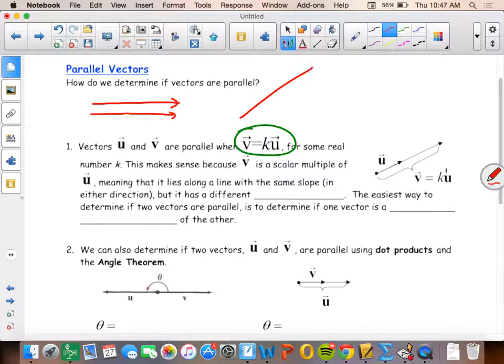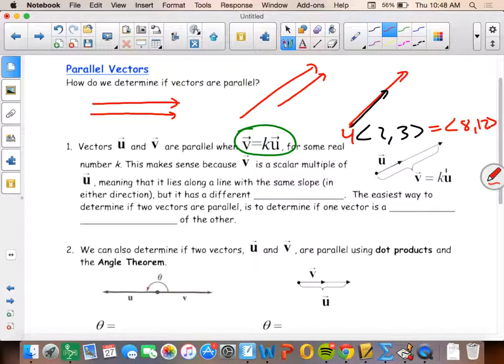So here are two parallel vectors. Okay, so vectors u and v are parallel when vector v is just a scalar multiple of vector u. Meaning, take one vector, multiply it by a scalar, get the other vector as a result, then what you have are two parallel vectors.